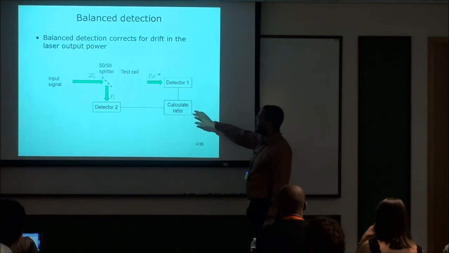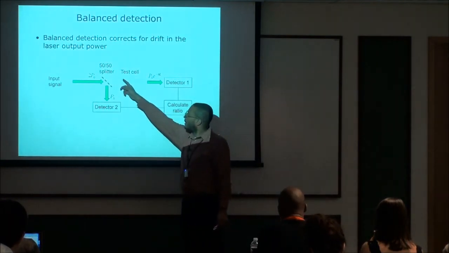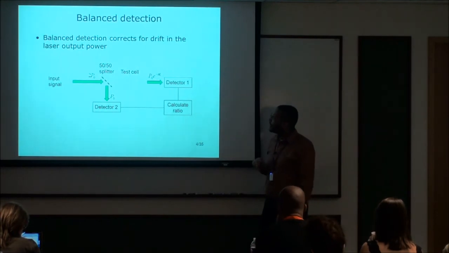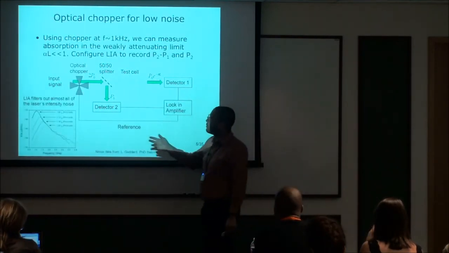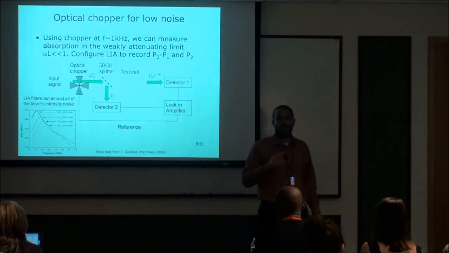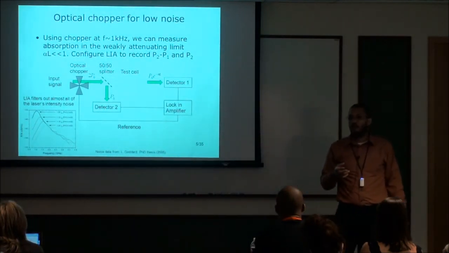Now, this is still not an optimal way to do the measurement. So again, there's this blue test cell that didn't print. So let's think about other ways that we can improve it. And the easiest way to improve this sort of measurement is to chop the signal. So mechanical choppers are readily available in optics labs.